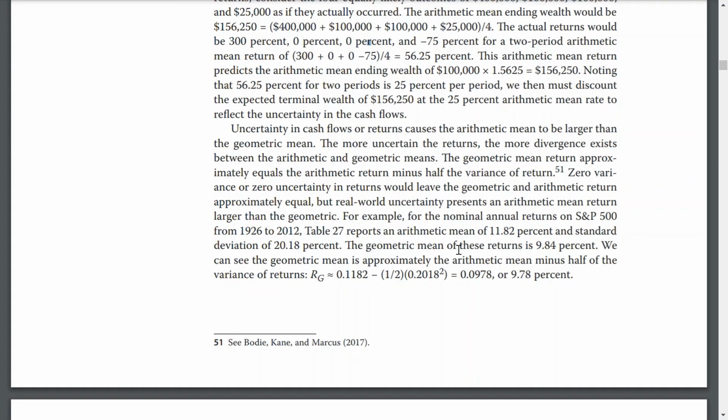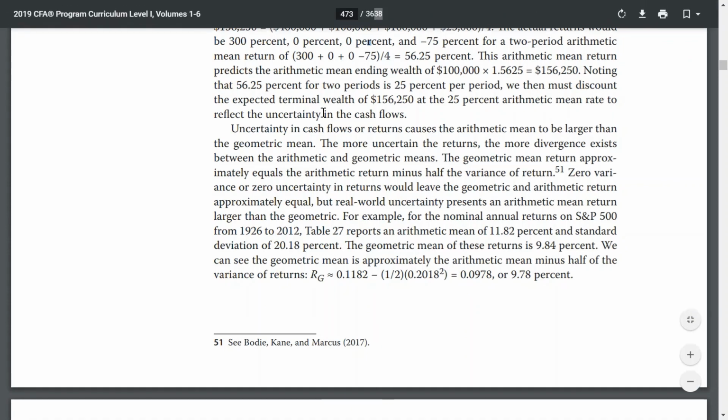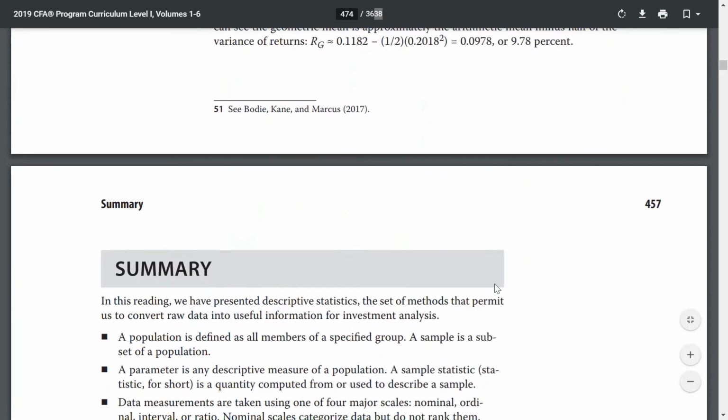For example, for the nominal annual return on the S&P 500 from 1929 to 2012, Table 27 reports an arithmetic mean of 11.82% and a standard deviation of 20.18%. The geometric mean of the returns is 9.84%. We could see the geometric mean is approximately the arithmetic mean minus half of the variance of return, which is 9.78%.